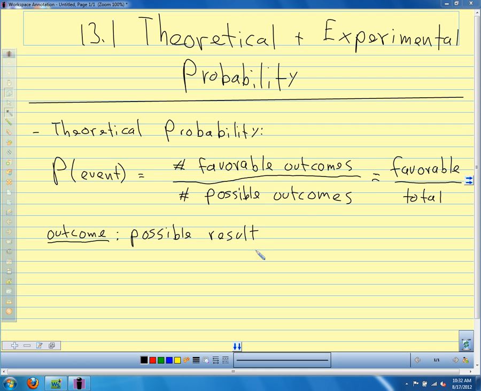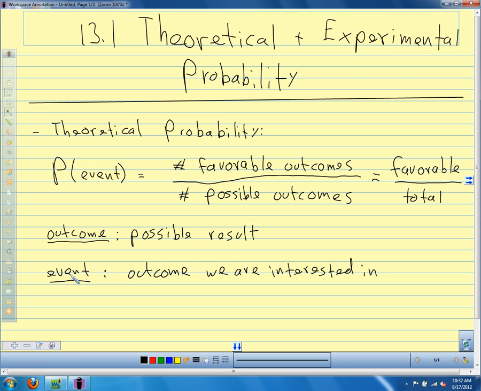So an outcome is just a possible result. An event. An event is just an outcome that we're interested in. So our event for our coin was flipping a heads. Our event could be rolling a 7 on 2 die. Our event could be multiple outcomes. Our event could be rolling a 7 and then rolling a 3. That could be our event. So that's 2 outcomes, but the event is the 2 together that we're interested in. So event just means the thing that we're interested in.